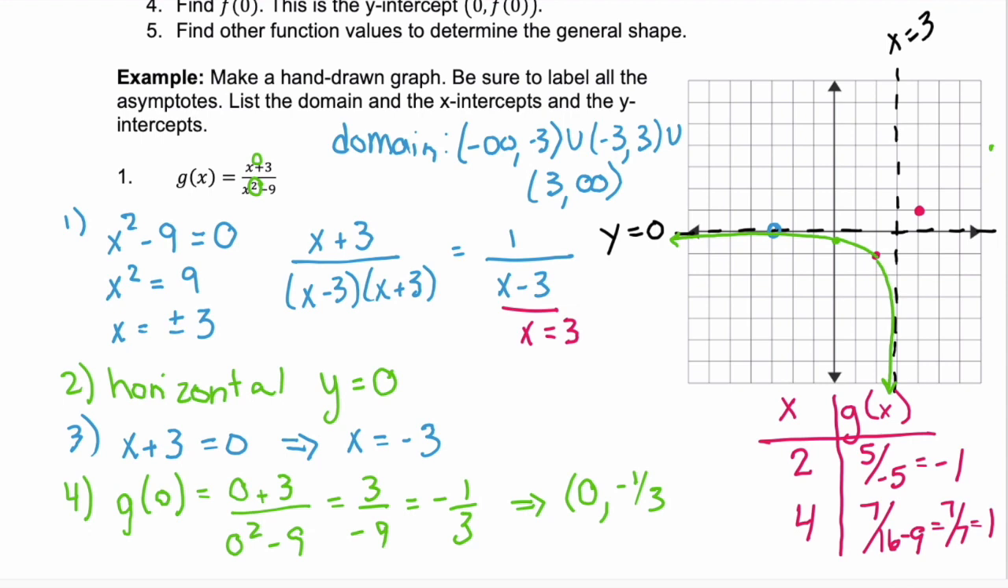That is actually enough for us to get an idea of what happens, because to the left of that point, it's going to approach that vertical asymptote. And to the right, it's going to approach the horizontal asymptote. So there we were able to make a hand-drawn graph of this rational function.